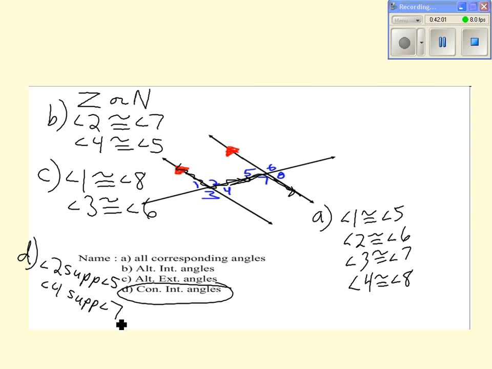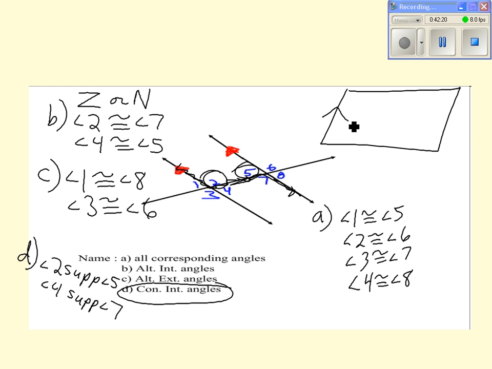What's it mean to be supplementary again? They add up to equal 180. So this angle, angle 2 right there, plus this angle, anytime you have parallel lines and a transversal, those 2 angles must add up to be 180. Now that's going to be important down the road.